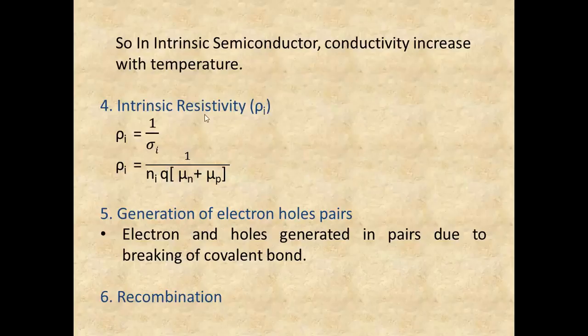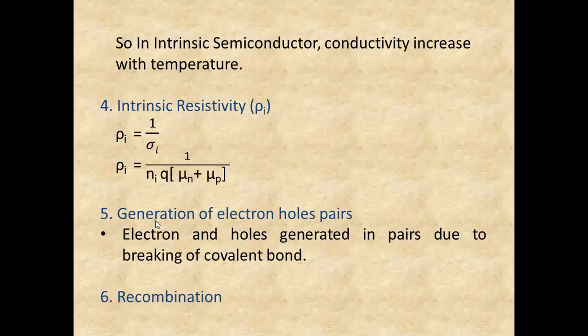Fourth is intrinsic resistivity. This is the notation. Resistivity is just equal to 1 by conductivity. I have just taken the same formula and put it over here, so you can see the formula. The next is generation of electron hole pairs. Some points I didn't mention so deeply because it's not needed. You just need to know what the generation of electron hole pairs is.